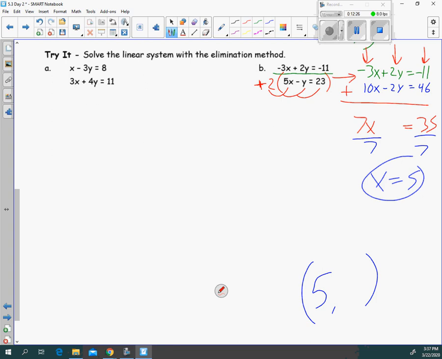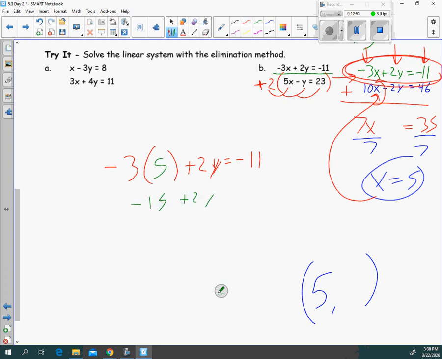Gabby, I'm going to take this 5 and plug it back in for either that one or that one. I'm going to pick the top one because those are smaller numbers. Okay? So when I do that, I'll just rewrite it over here. It's negative 3x plus 2y equals negative 11. But x is, of course, 5. So that gives me negative 15 plus 2y equals negative 11. Solving simple equations over here, I'm going to add 15. 2y is equal to 4. And so y is equal to 2.